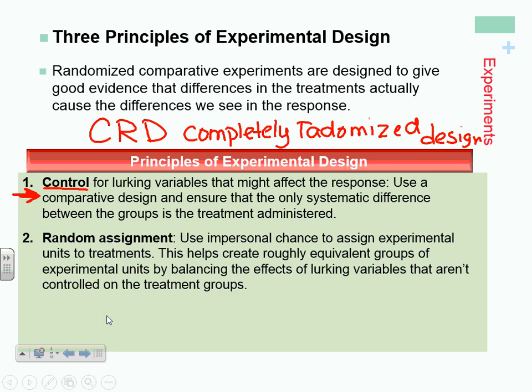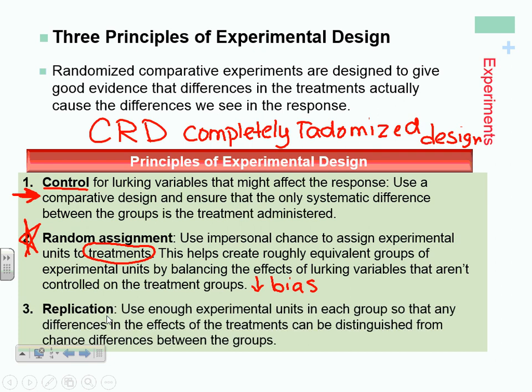Secondly, very important, is random assignment. Using personal chance to assign experimental units to treatments. Now notice, sample design, we talked about randomly designing samples, randomly getting people to do something. But here, we already usually have volunteers, and we just want to randomly decide which treatment that they are going to be in. This helps create roughly equal groups of experimental units by balancing their effects of lurking variables that aren't controlled already. So we've controlled what we can control with our first principle, but random assignment will control those things that we can't control, perhaps genetics, IQ, depending on what experiment we're going to do, things that we can't actually control. If we randomly assign them to treatment, this should decrease some kind of natural bias that might be in one group than another.